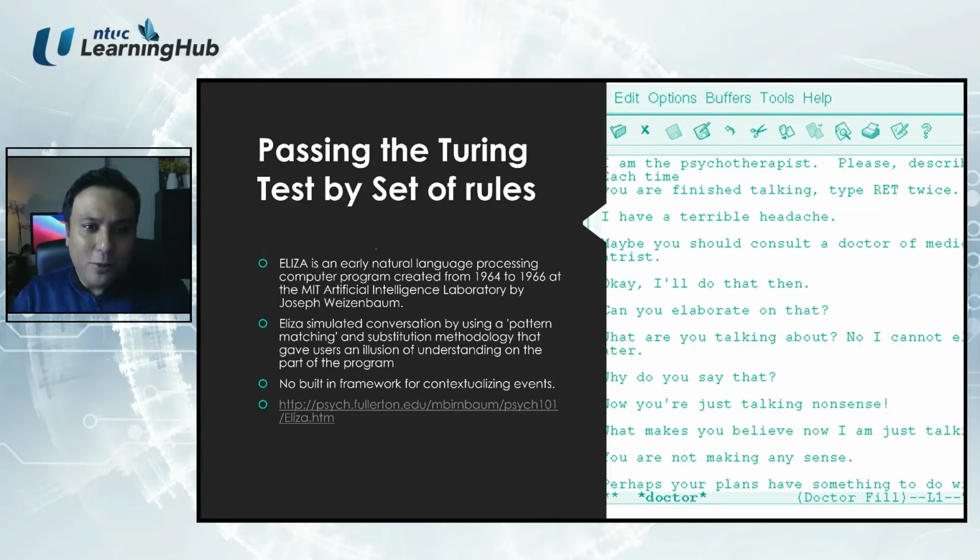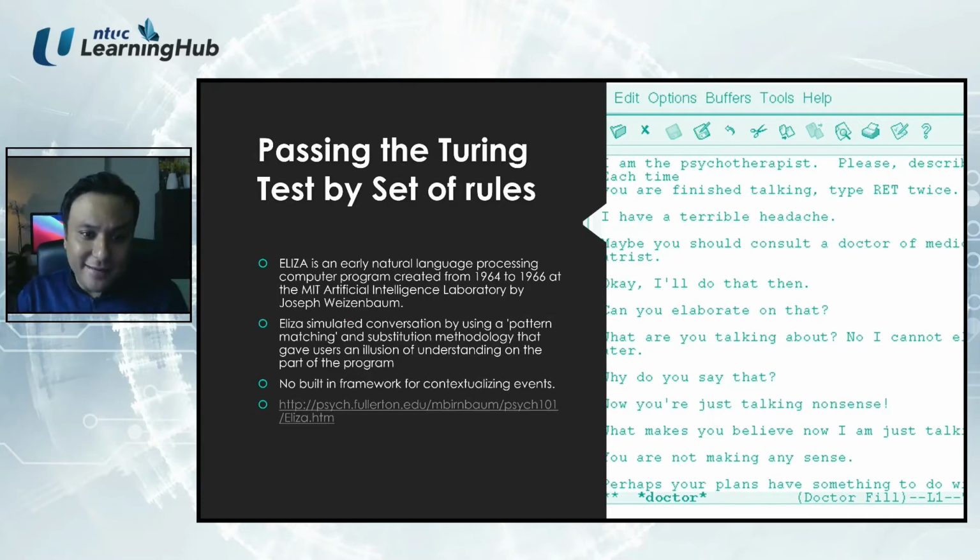So there was one program that was able to beat the Turing test back then. It is called Eliza, and it was coded in 1964 to 1966 at the MIT AI Lab by Joseph Weizenbaum. And it was created in the 1960s. So have that in your perspective, all right?